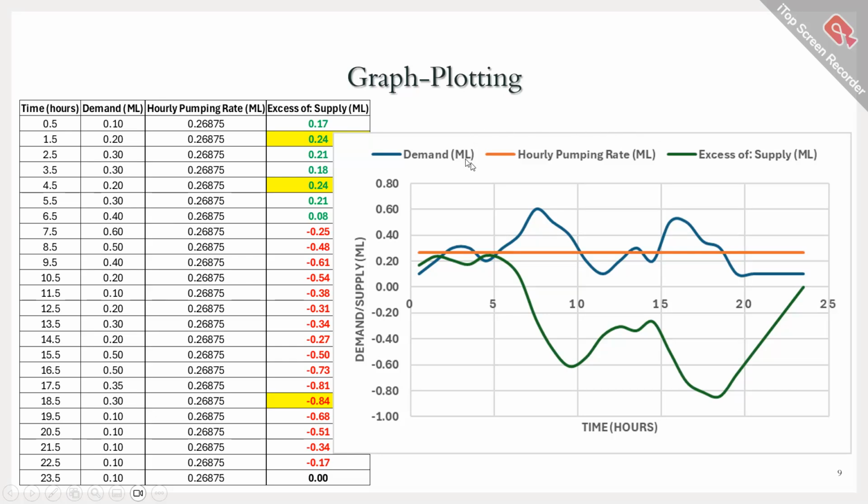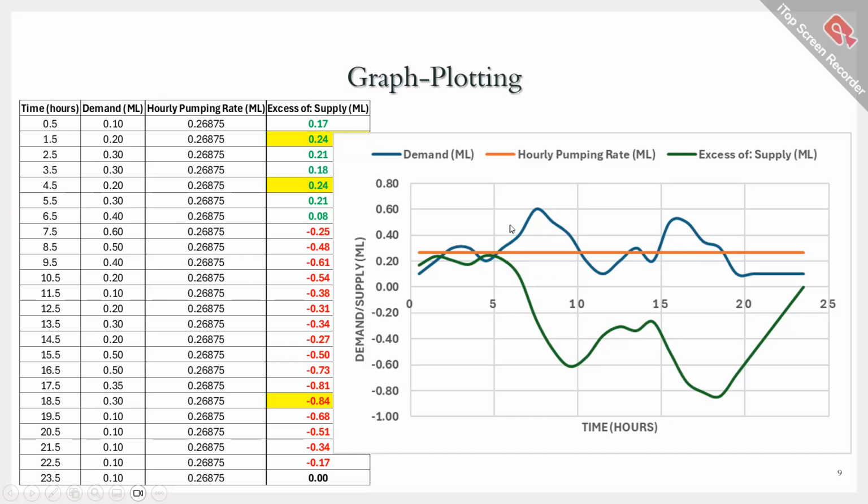So hourly pumping rate, the red marked or the orange marked line, you can see it is constant with time. Constant at what level? 0.27 ml per hour. So the rate is constant. Okay. You can see the blue line is the demand line. So demand line is varying around the supply.